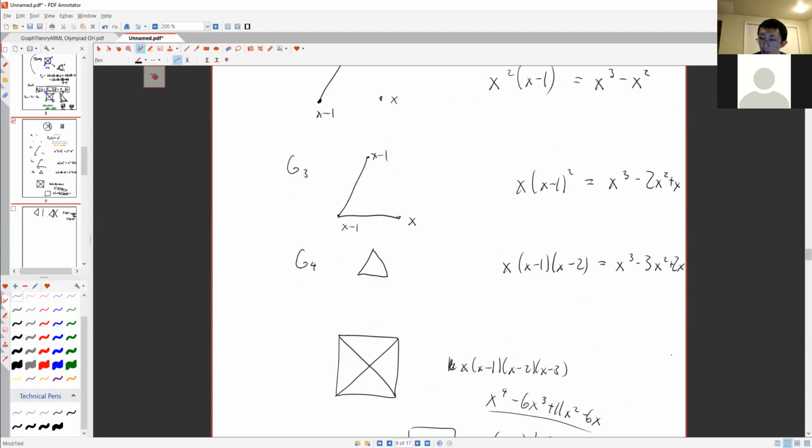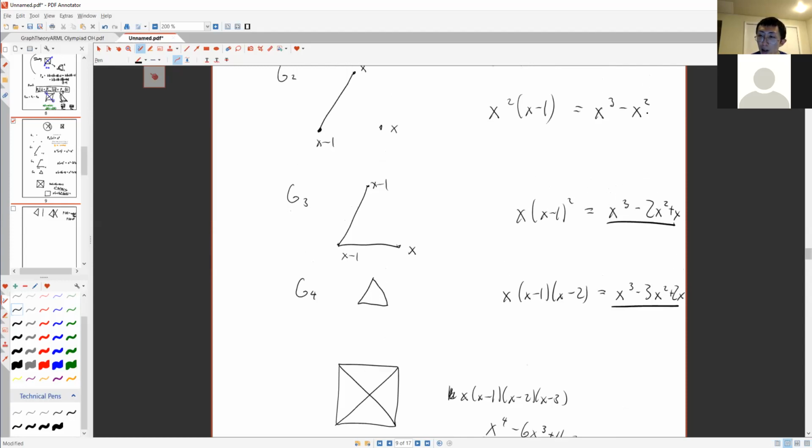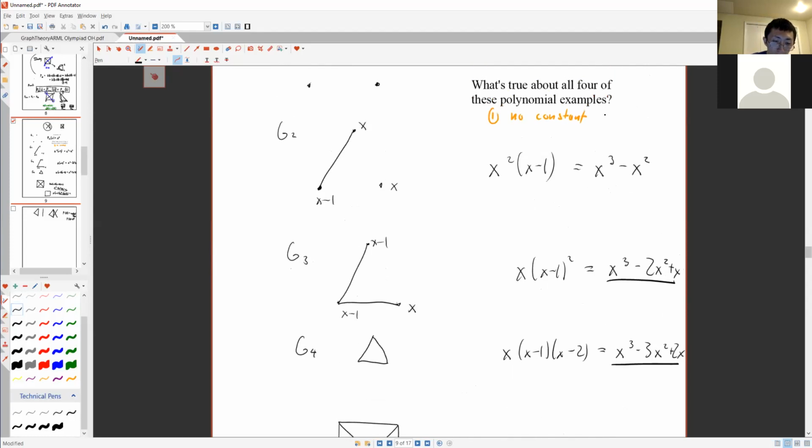The other thing to notice is, let's say I add up all the coefficients. Hang on, so let's say, in this bottom one, 1 plus -6 plus 11 plus -6, the sum of the coefficients is 0. Sum of coefficients is 0. Why is that the case?